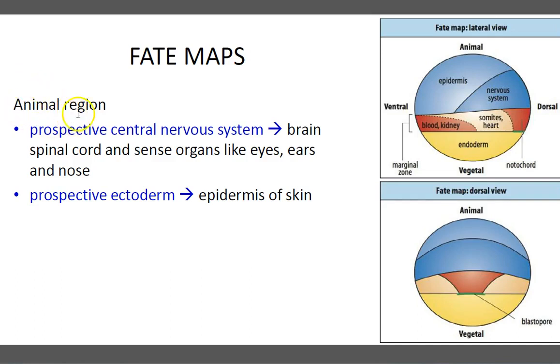For the animal region, this will become your prospective central nervous system, which includes your brain, spinal cord, and sense organs, and then your prospective ectoderm, which includes the epidermis of the skin.